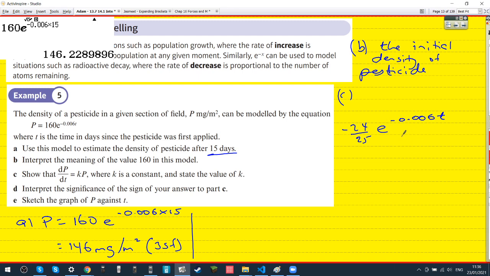Hold the phone. Hang on. Let's keep this even simpler. Okay, so minus 24 over 25. That's good. But let me just do something here. So it was, I'll do it here, minus 0.006 times 160e to the minus 0.006t. Yeah? Yeah.